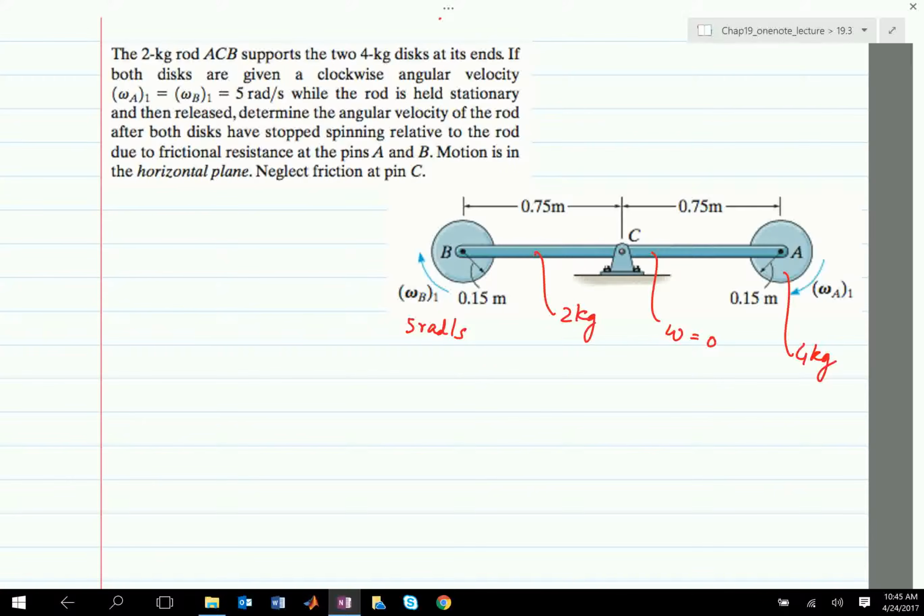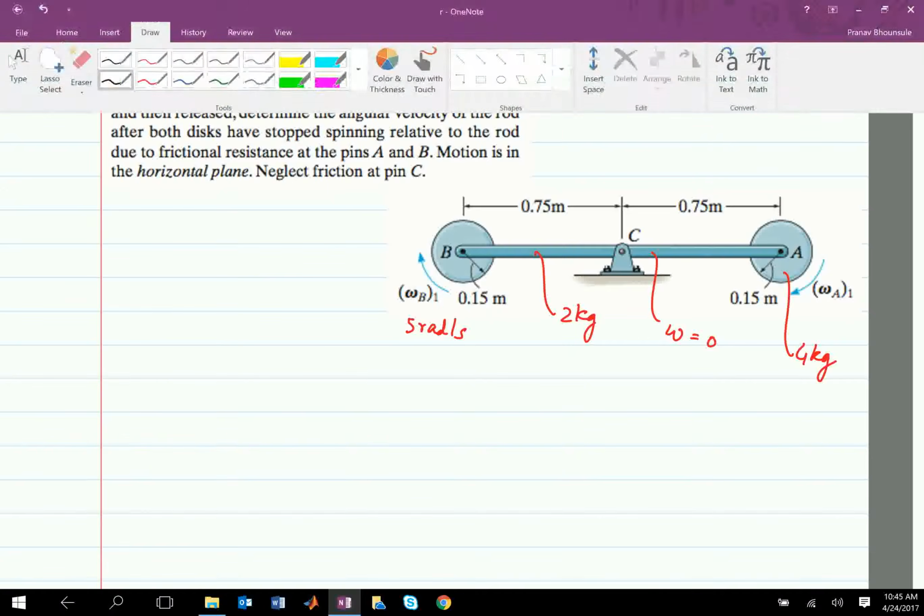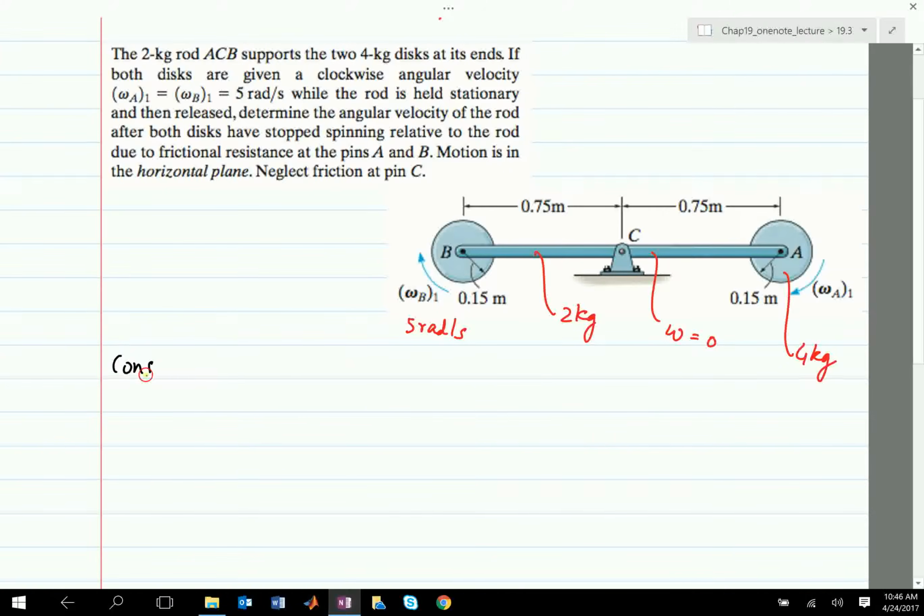Okay, so what you've got to do is, the initial speed and the final speed are related through the conservation of angular momentum, and you can do that because there is no external force. If you consider the system as a whole, then the forces which make the whole system move with a uniform speed are all internal to the system. So I'm going to use conservation of angular momentum.